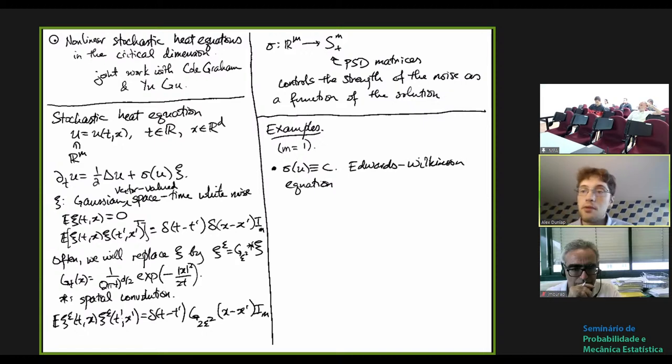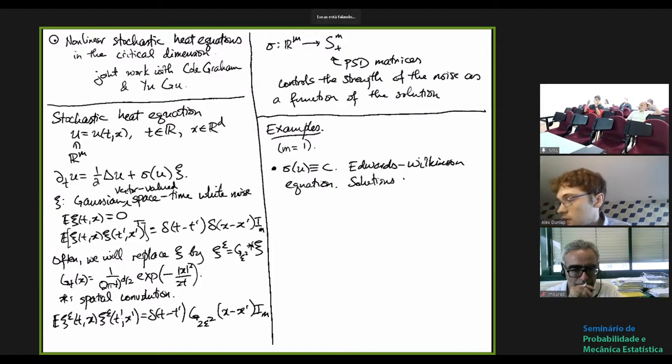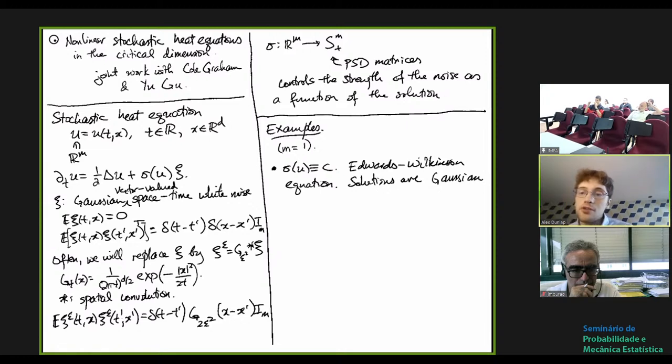So this is just a model of, let's just take the heat equation and just add Gaussian noise to it. And so the solutions will be Gaussian. You can explicitly write down the correlation function in terms of the heat kernel. So this is also very explicit mathematically, completely understood. It's just a Gaussian process.